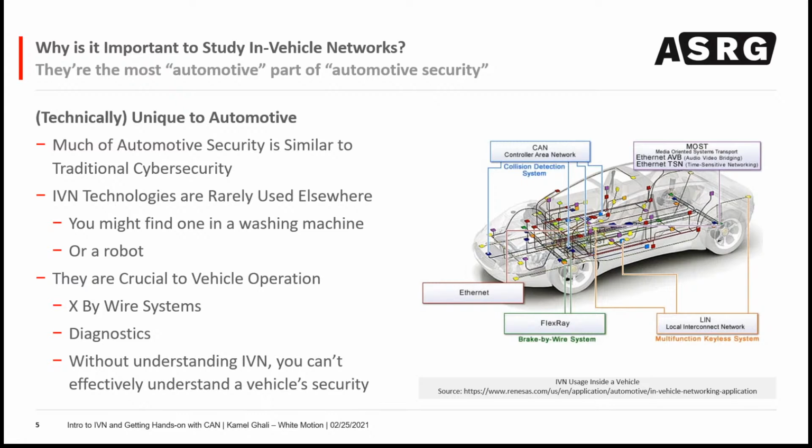You're not likely to find an in-vehicle network technology anywhere else. It's possible, of course. They're not exclusively used in the automotive industry. For example, I've seen washing machines that have a CAN bus, and a lot of robotics and industrial systems will actually use CAN bus because it does the job very, very nicely, but it was originally intended for use in automotive.